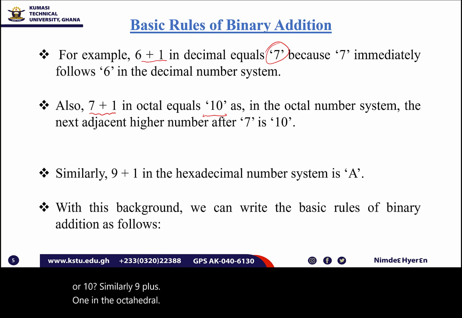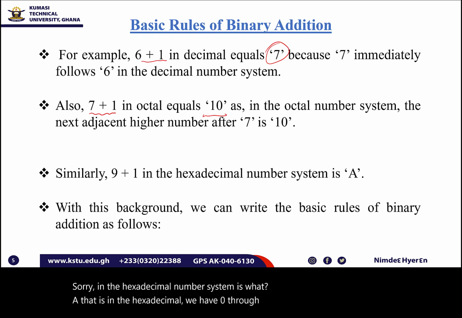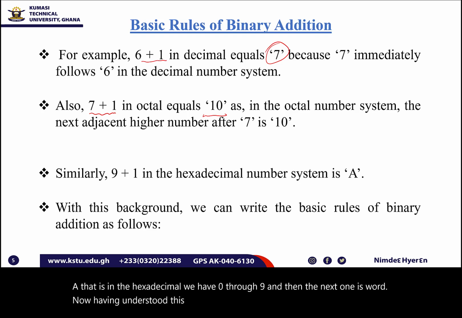Similarly, 9 plus 1 in the hexadecimal number system is what? A. That is, in the hexadecimal, we have 0 through 9, and then the next one is A. Now, having understood this background, we can write the basic rules for binary addition. Okay?